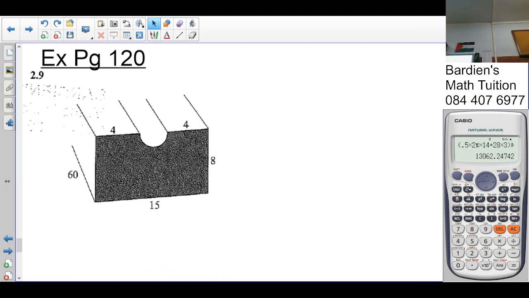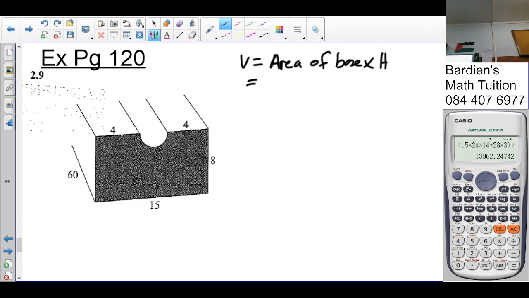Alright. So the total external, so okay, firstly volume. How do you calculate volume? Area of base times height. So if you look at this base, we're going to make this our base here. Okay? So if you look at this base, we have actually a rectangle and a semicircle. Can you see that? A rectangle and then cut out. This is a 15 by 8 minus a semicircle that was cut out.